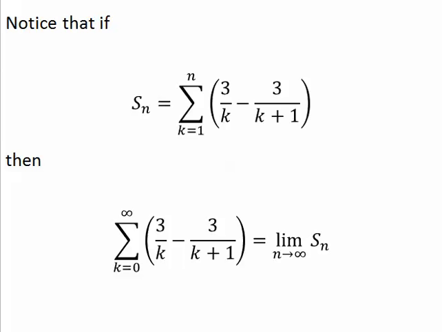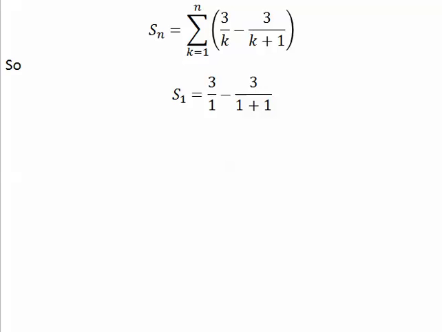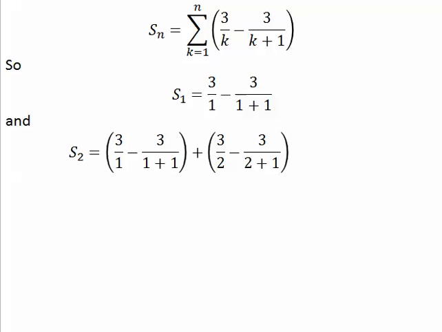Start by asking, well, what is S sub 1? S sub 1 would be just the first term with k equals 1. S sub 2, I have the first term with k equals 1 plus the second term, k equals 2. Now before we move on, let's see if we can simplify this. Notice how the two middle numbers cancel. I have -3/2 plus 3/2. So I'm just left with the first number and the last number.